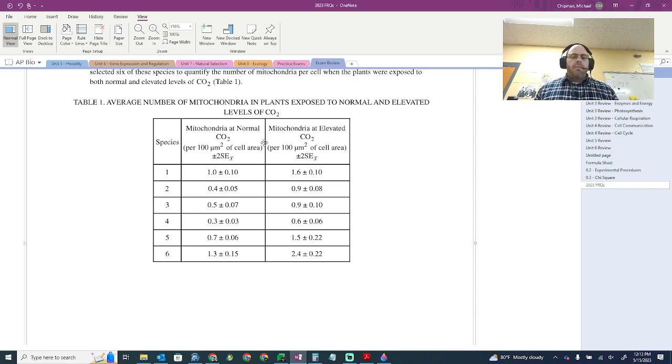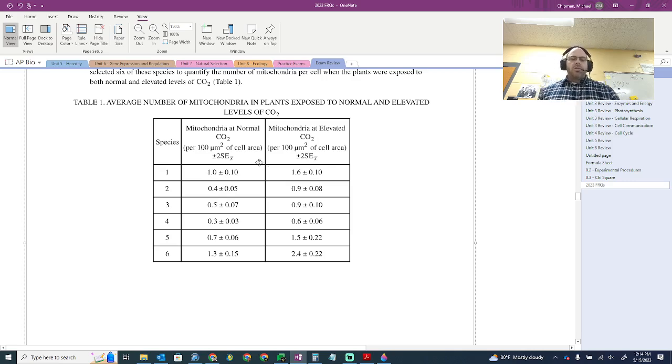First of all, what are my independent and dependent variables? What's being measured is the number of mitochondria at two different levels, and so that's going to be on my y-axis, the number of mitochondria. It's going to be based on species, and so this is going to be my x-axis. This is going to be a bar graph because this is just species. There's no tracking, there's no numbers. Each species is going to have two bars, one that represents normal and another that represents elevated. So essentially six sets of bars, or 12 different bars in sets of two for each species.